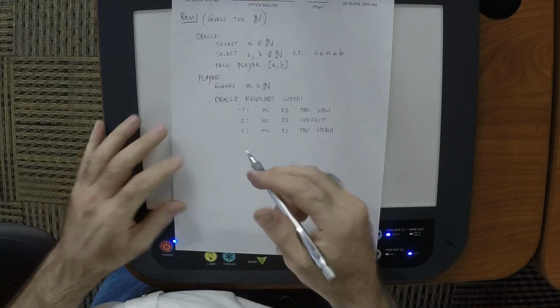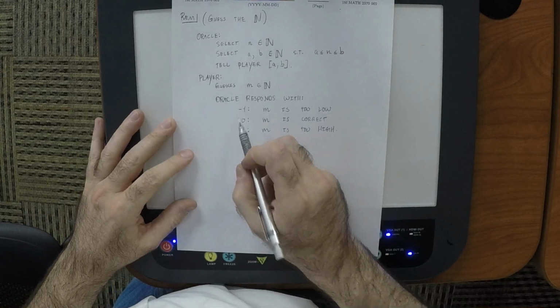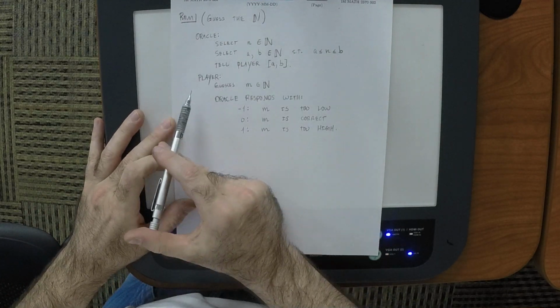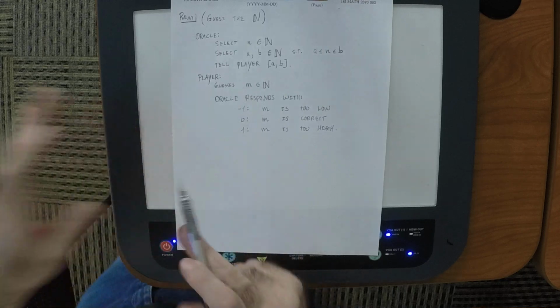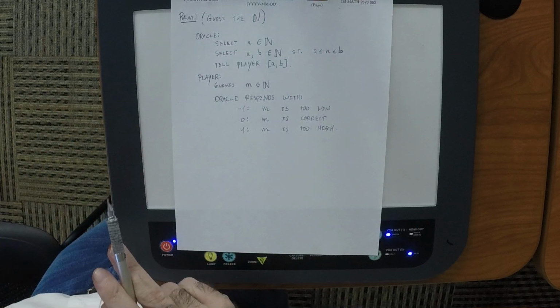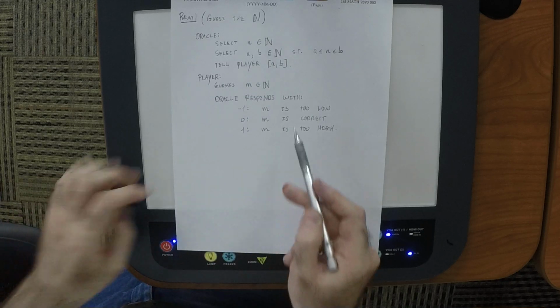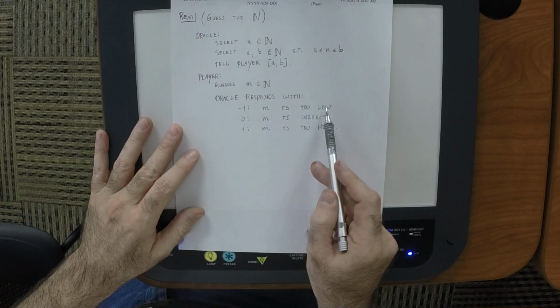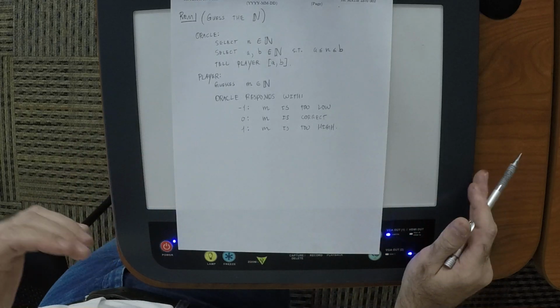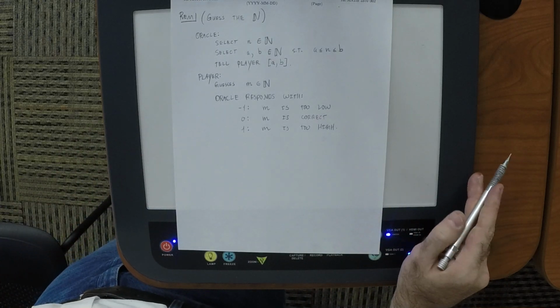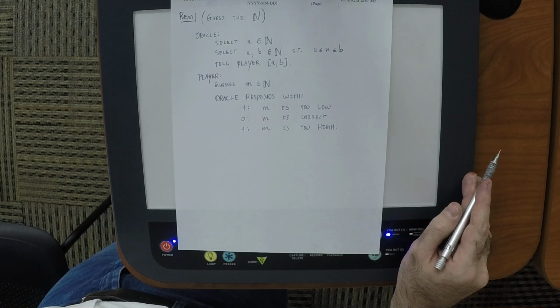There's a much better way because if we're playing the game and I'm the oracle and you're the player, I'm not saying just yes or no. I'm not just saying you got it or you didn't. I'm saying that your guess was too low, your guess is correct, or your guess is too high. I'm giving you much more information. So besides just randomly guessing, what's a better guess?